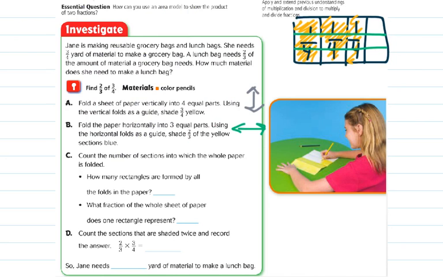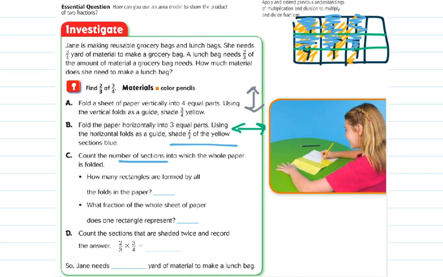So remember, we shaded those, and now it says shade 2/3 of the yellow section blue. Now, boys and girls, we are going to shade 2/3 of the yellow sections blue. So this would be 1/3, 2/3. So we can see that there's an overlap in our sections.